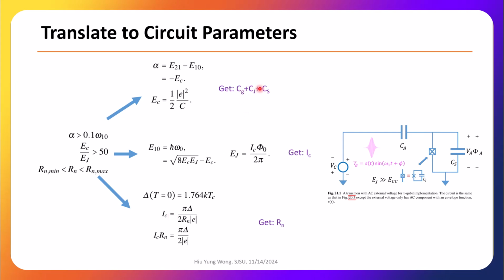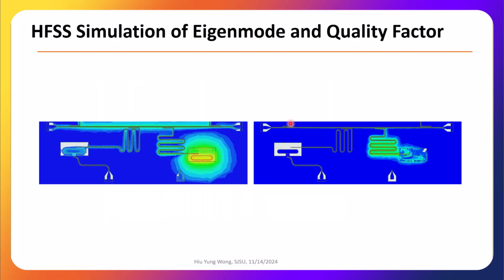So by using all these circuit parameters, we use HFSS to do the simulation to figure out what is the capacitance of the pair, what is the inductance. Actually, we cannot simulate the inductance, we just put it there. Because the tool we are using cannot simulate a Josephson junction, we just put in an effective inductance, but you will calculate to get the eigenmode and quality factor, etc.